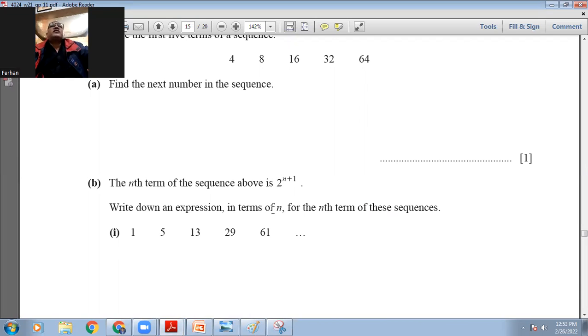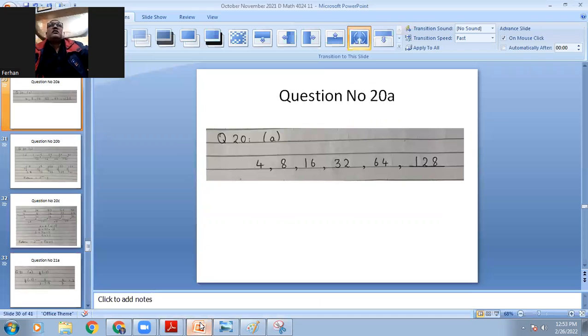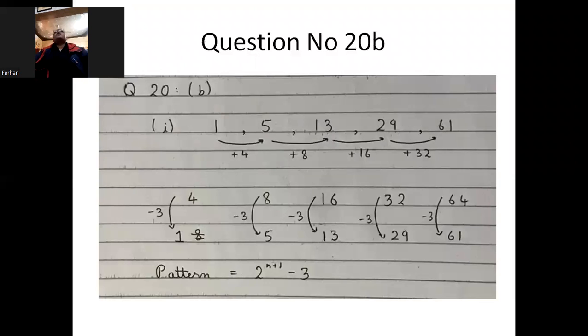So the nth term of this will be the nth term of the first sequence minus 3. So this is how you find the nth term. This is how you catch the pattern. Hopefully you understand. So the nth term of the second pattern will be 2 raised to power n plus 1, and minus 3.